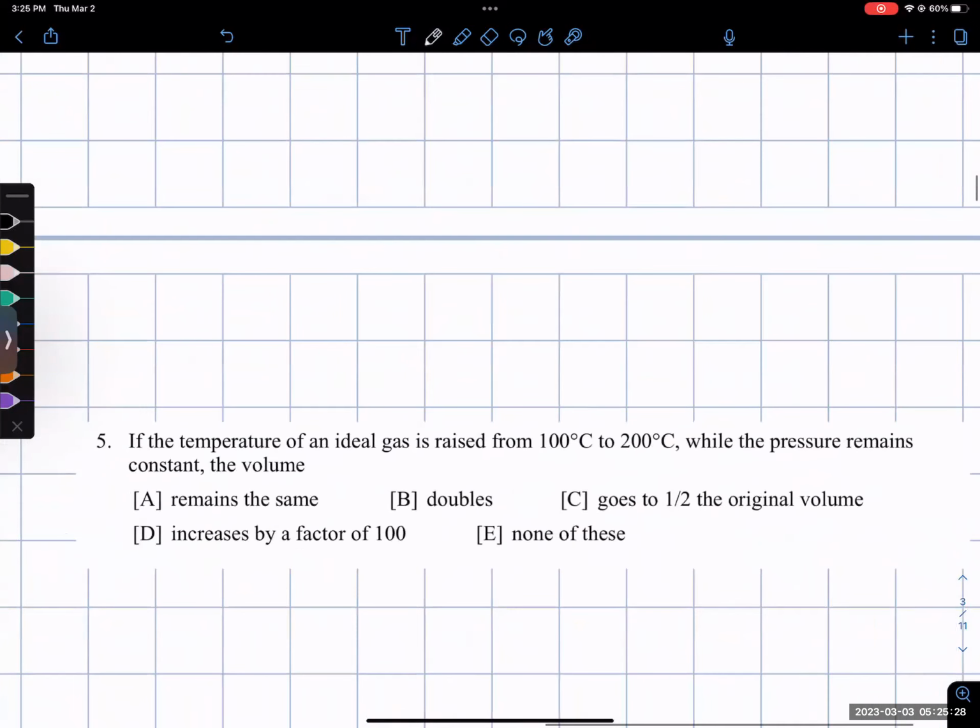This is a conceptual question. If the temperature of an ideal gas is raised from 100 degrees Celsius to 200 degrees Celsius, while the pressure remains constant, the volume will what? Shout it out. Doesn't it decrease? Temperature increases. All right, I'm going to teach you a little trick. PV equals nRT, right?